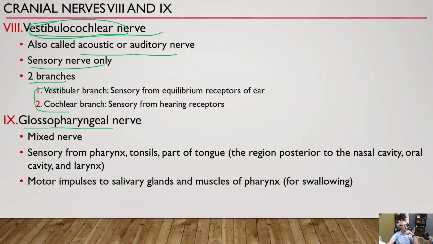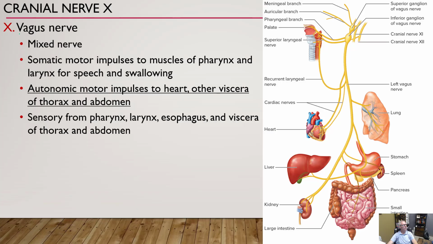Glossopharyngeal nerve, cranial nerve number 9. It's a mixed nerve. So gloss means tongue, pharyngeal means throat. So a lot of your pharynx, tonsils, part of your tongue, salivary glands. Cranial nerve number 10, the vagus nerve, probably the most important nerve in your body.